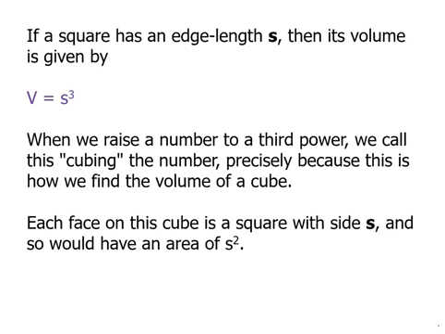Each face on this cube is a square with side s, so each would have an area of s squared, and of course there are 6 sides, so the total surface area is 6s squared. Those are the 2 formulas for the cube, and those are both good ones to know. And again, don't just blindly memorize these. Actually think these through and understand why these are true, but these are good to know and good to be familiar with.